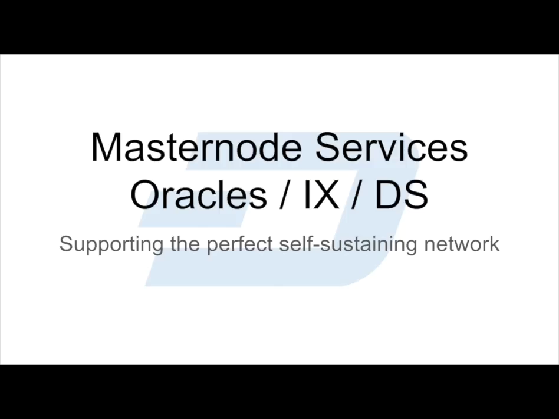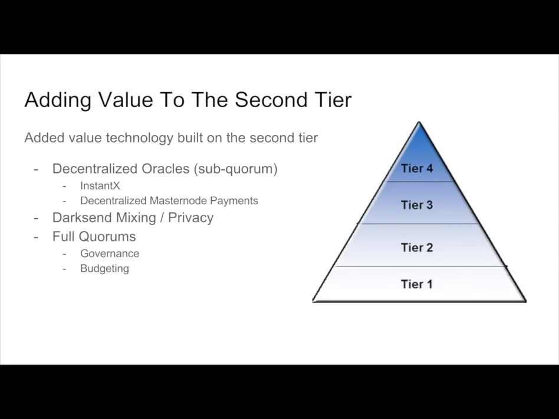And in this video, we're talking about Masternode services, such as our decentralized Oracle implementation, instant transactions, and our DarkSend implementation. So how do you add value to the network through a two-tier architecture?